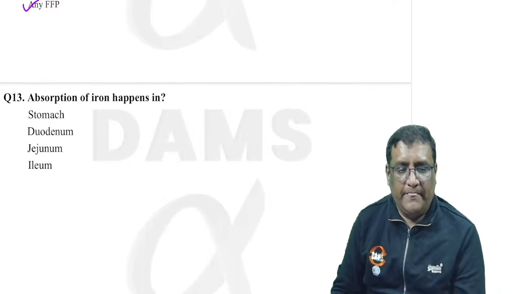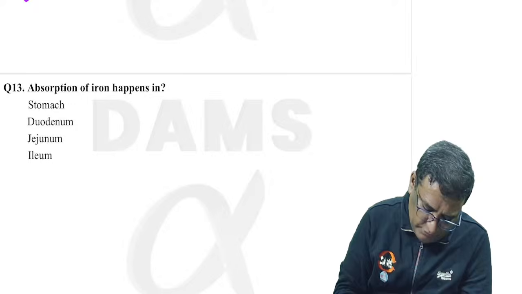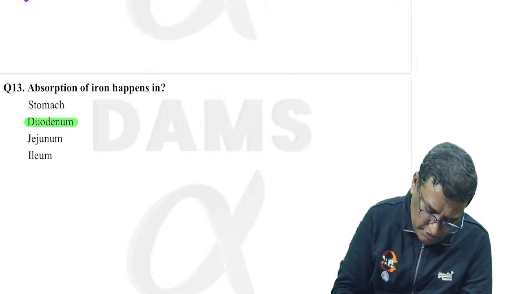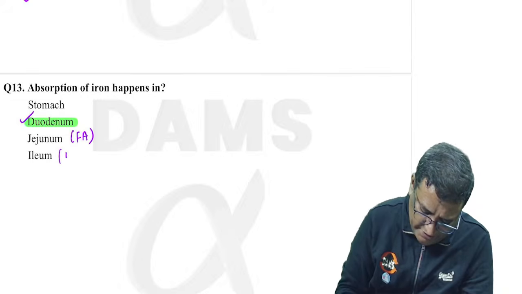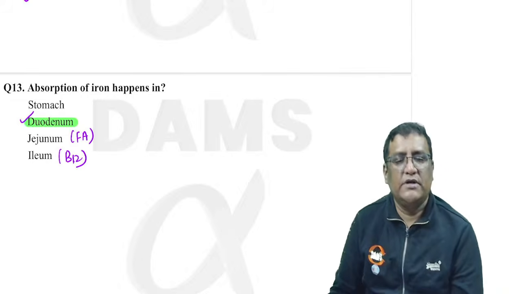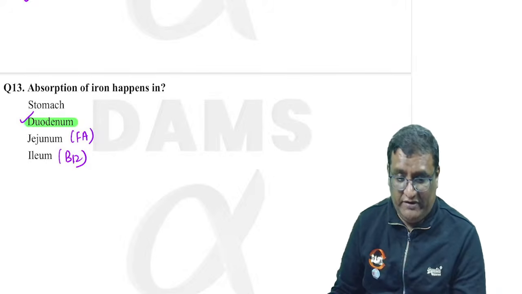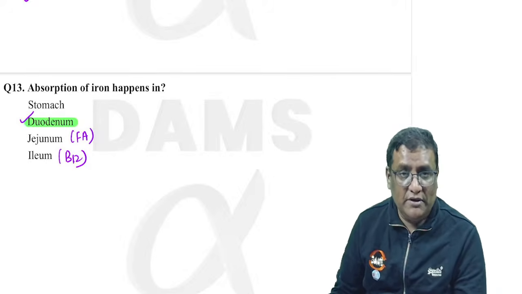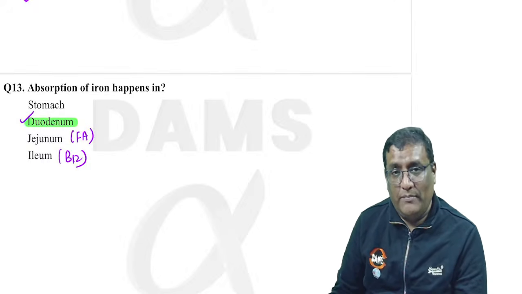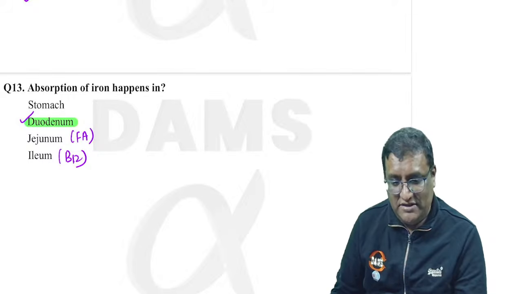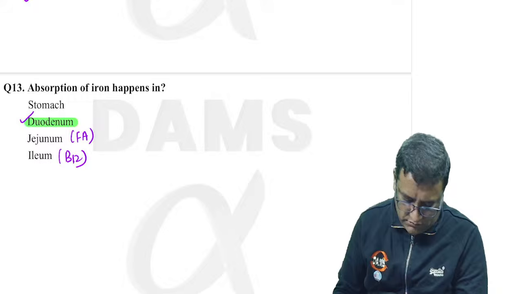Question 13. Where does absorption of iron happen? In the duodenum, proximal duodenum. In the jejunum, folic acid gets absorbed. In the ileum, vitamin B12 gets absorbed. The stomach is required for absorption of iron as well as vitamin B12. Absorption doesn't happen in the stomach, but it is required for iron because acidic pH is required, and for B12 because of intrinsic factor. You require intrinsic factor for B12. Next.